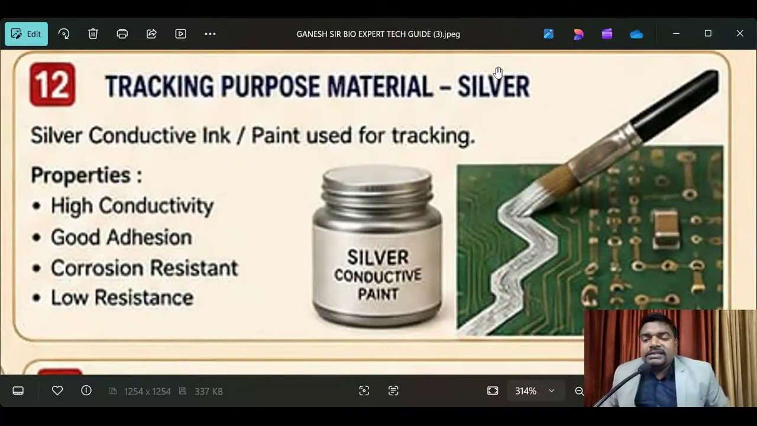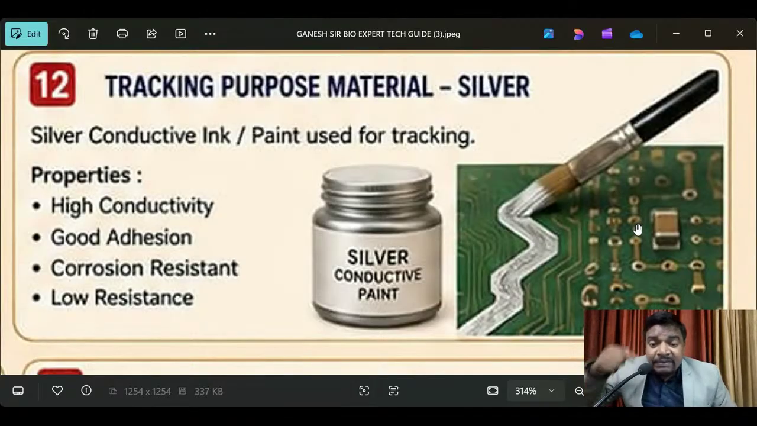Now come here, my dear engineers. PCB trace: procedures, purpose, tracing purpose, material. See here, silver. First of all, copper is there. These are the copper already labeled. Copper has good conductivity. That's why in PCB, copper is used for every tracking purpose.